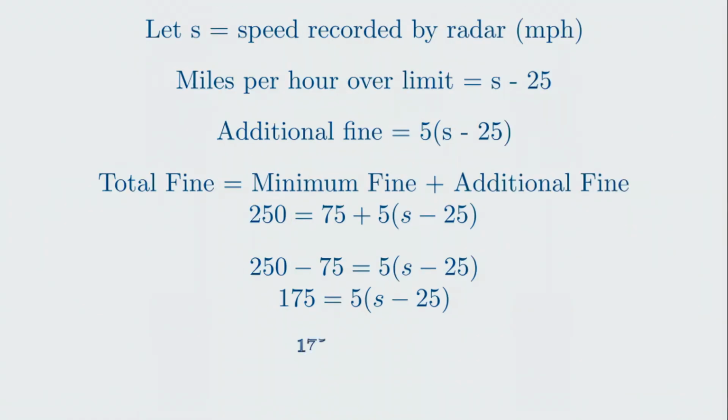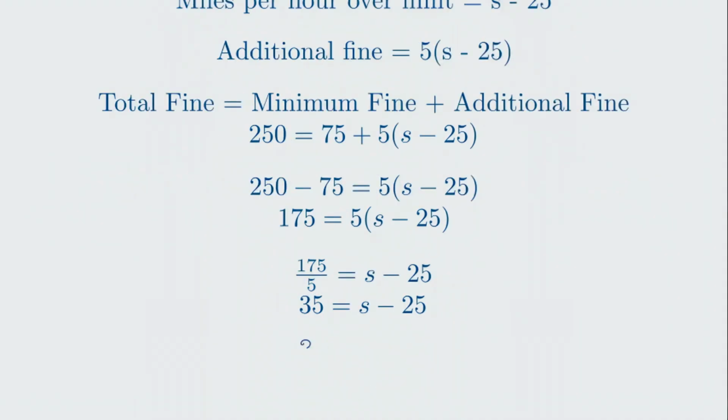Next, divide both sides by 5. 175 divided by 5 is 35. This leaves us with s minus 25 equals 35. Finally, add 25 to both sides to solve for s. 35 plus 25 is 60. So, the speed recorded by the police radar was 60 miles per hour. This is option A. The most crucial step in problems like this is correctly translating the words into a mathematical equation. Once you have the right setup, the algebra is straightforward.